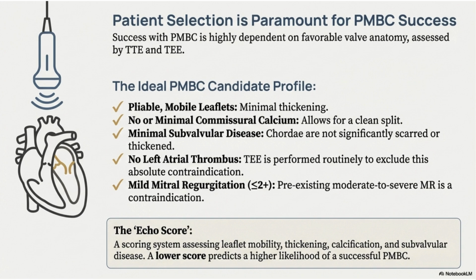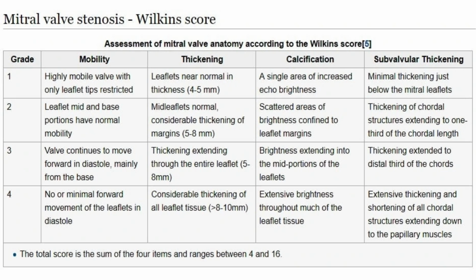And to help guide that decision, the echo gives us a predictive score. Yes, the echo score, or Wilkins score. This is vital. It assigns points based on 4 structural factors: leaflet thickening, calcification, mobility, and subvalvular thickening. A lower overall score, usually less than 8, predicts a much higher chance of a successful PMBC. A high score suggests the valve is just too stiff, too calcified, or too distorted.